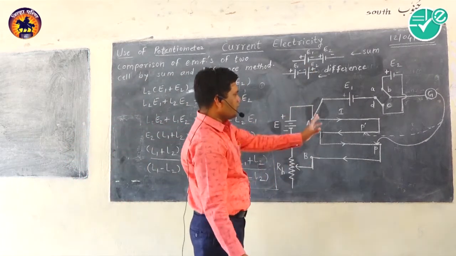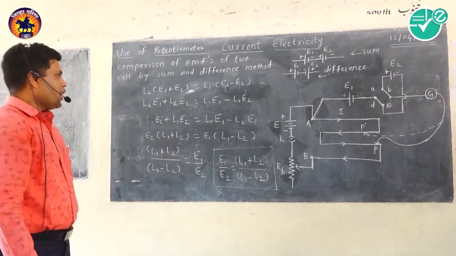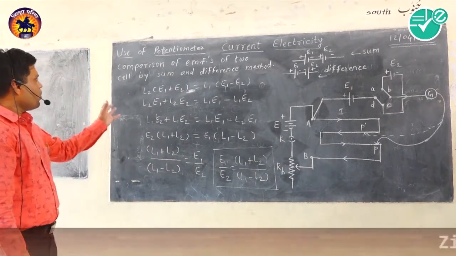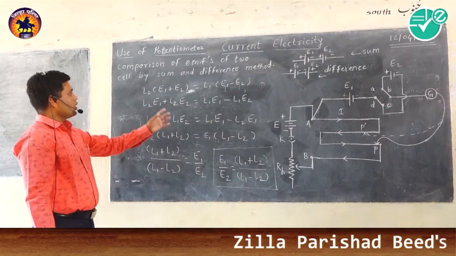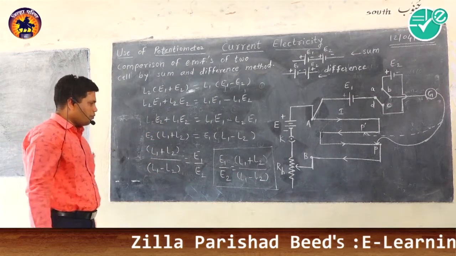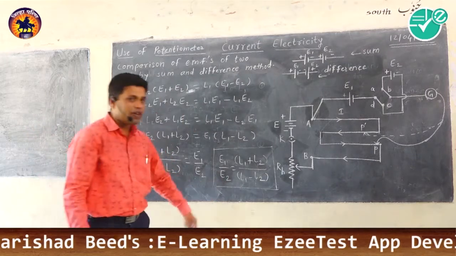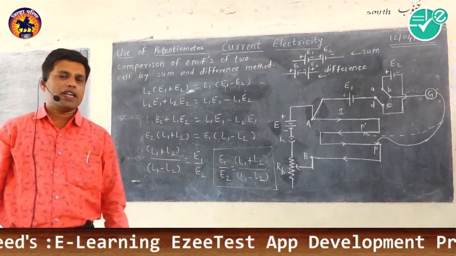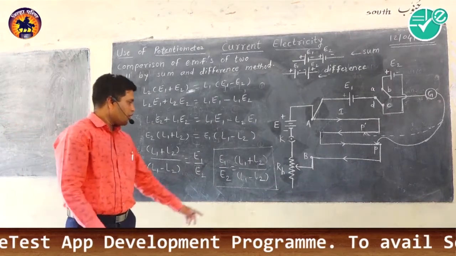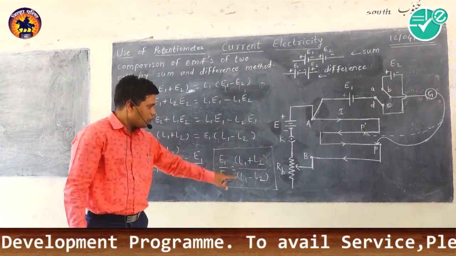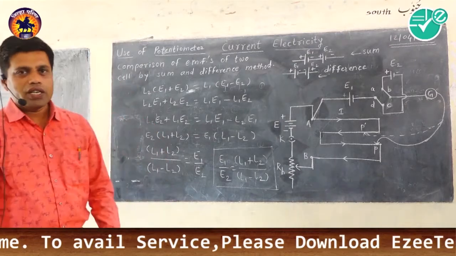For that, this is the circuit that I have shown on the board, and this is a very simple mathematical calculation. If you do this much simple calculation from mathematics, you will get the final answer. This is the required answer for our calculation, and for finding different ratios of E1 and E2. We will continuously use this formula while solving the MCQs regarding NEET and JEE.